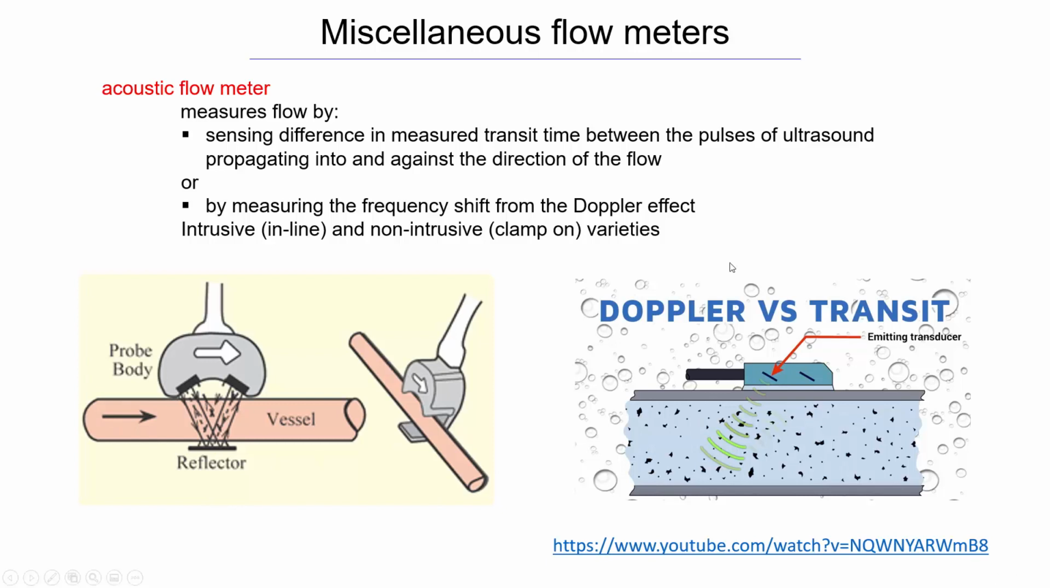And then this one here would be non-intrusive, right? It's just on the outside of the pipe. There are inline types. And then this one over here shows the difference between the transit time type and the Doppler type. So let's watch this video quickly.